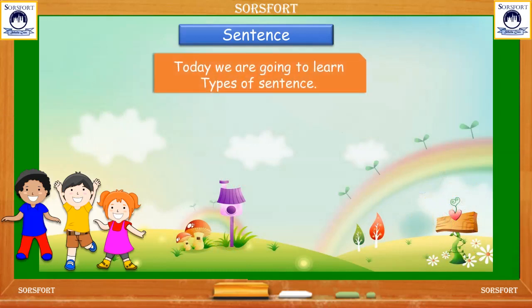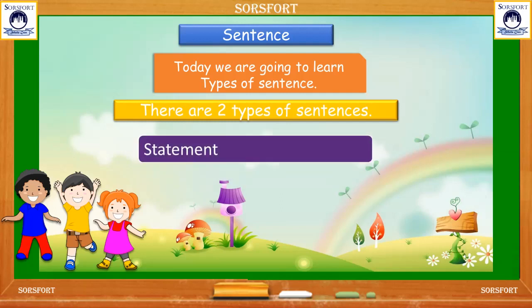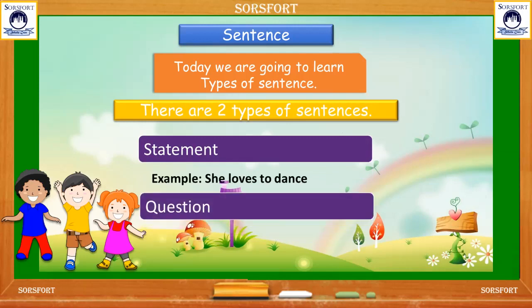Today we are going to learn types of sentence. So there are two types of sentences. First one, statement. What is statement? When we are saying something, when we are giving a statement like she loves to dance, it's a complete sentence and it is called statement. And now let's see the second type, that is question. Like, what is your name? Here we are asking something. So this is a question. So there are two types of sentence. One is statement, another one is question.